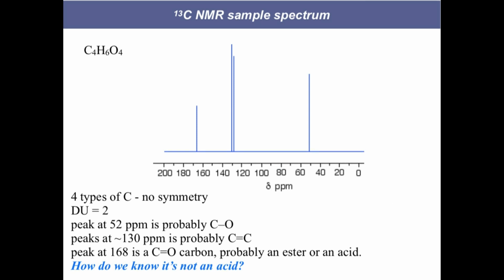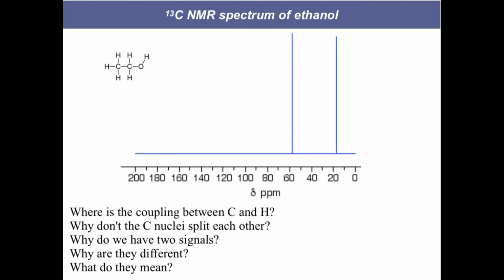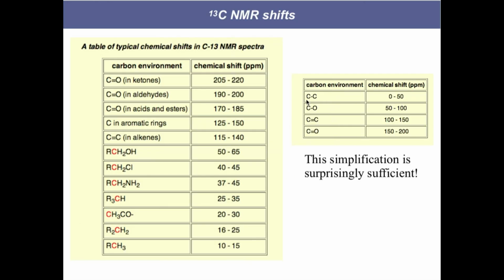Again, it follows the same type of rules as hydrogen NMR does, except that we don't see splitting between carbons and hydrogens. We also don't see splitting between carbons and carbons. All that we can tell are the carbon environments that we have, and those environments tell us what the carbons are attached to, not really what they are next to, but rather what they are attached to.